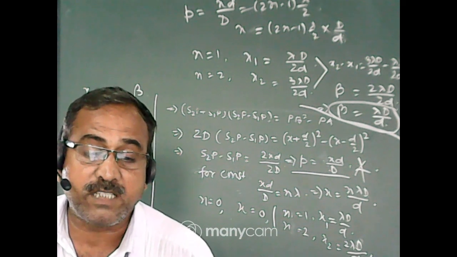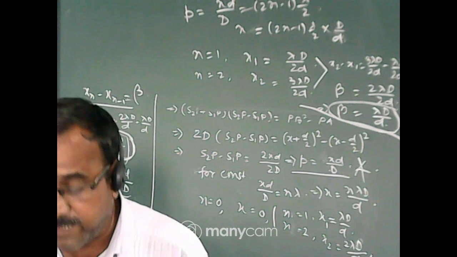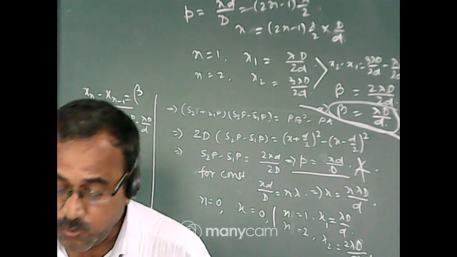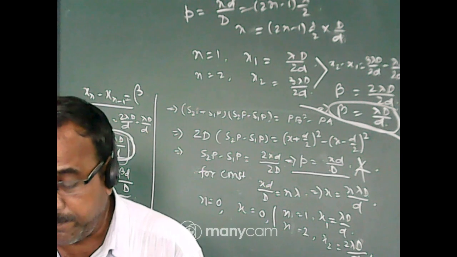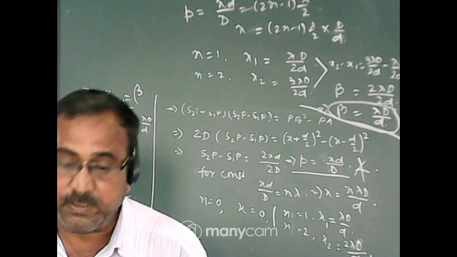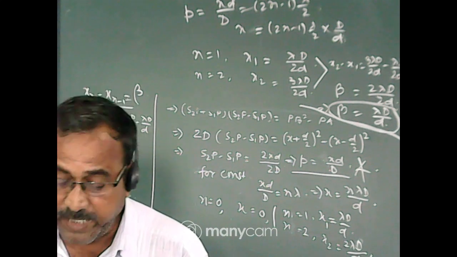Capital D must be much larger than the small letter d, so that the fringe width beta may be appreciable and hence observable.